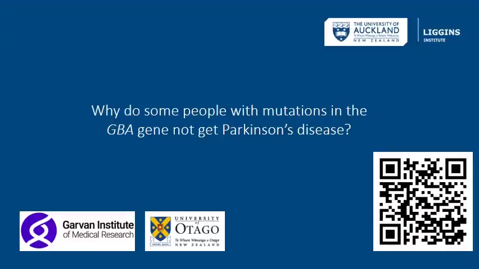Why do some people who have a mutation in the GBA gene get Parkinson's disease and others not?